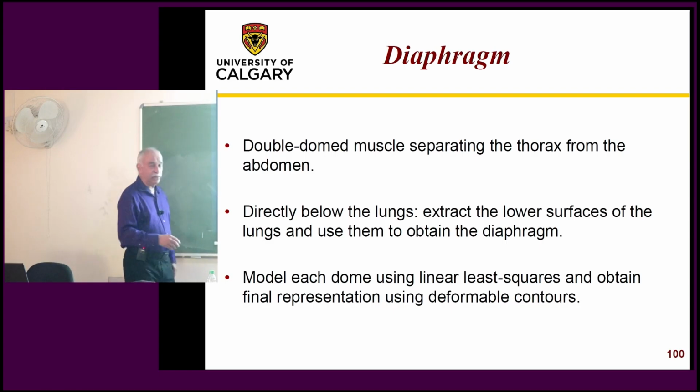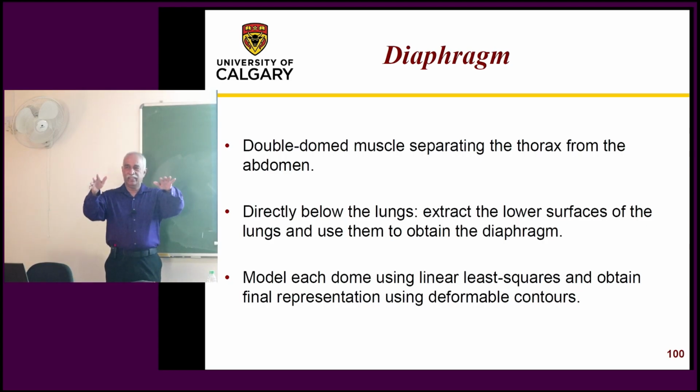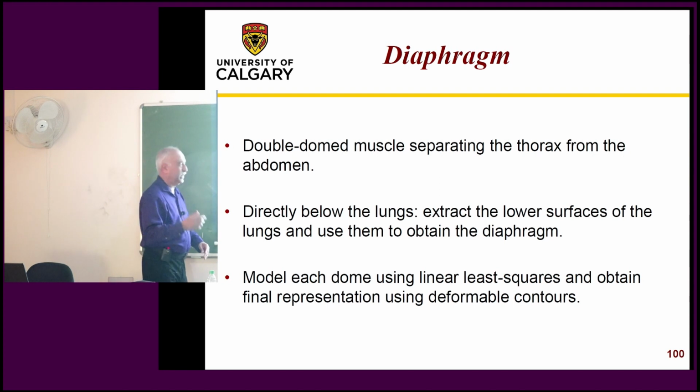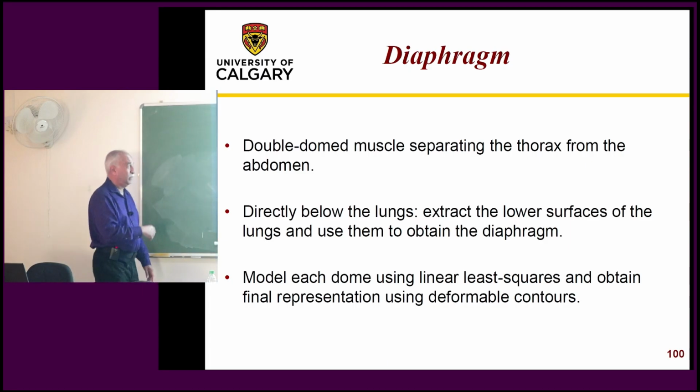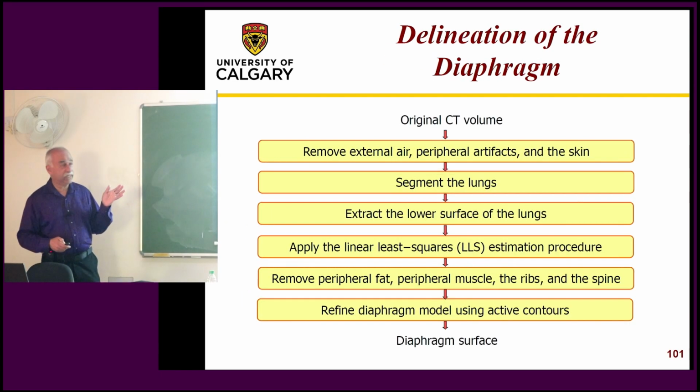Model each dome. There are two domes under the two lungs. They're continuous, but there are two separate domes of different shape, overall shape, that is. So model each dome using linear least squares that I mentioned earlier, and obtain a better representation using deformable contours or snakes.